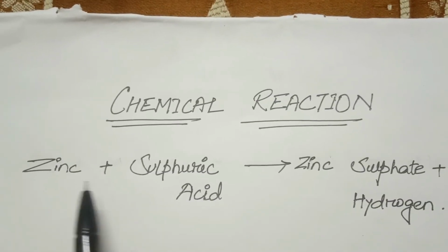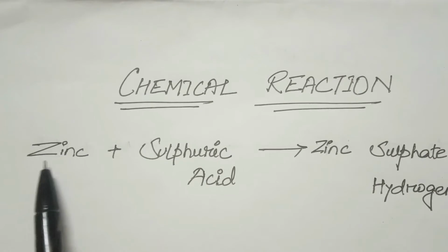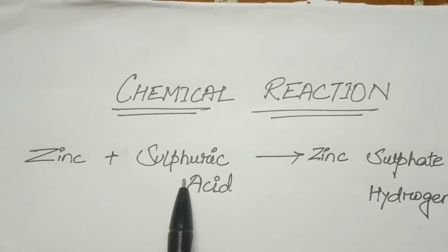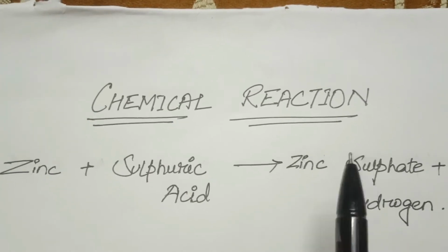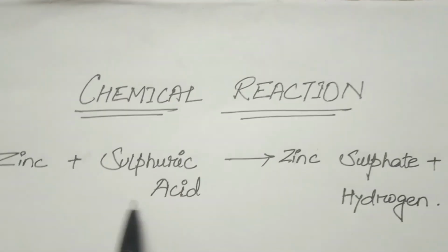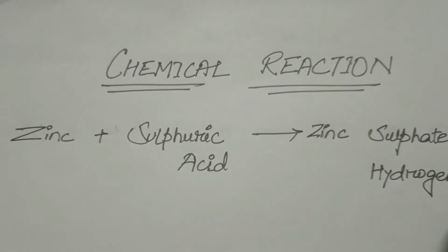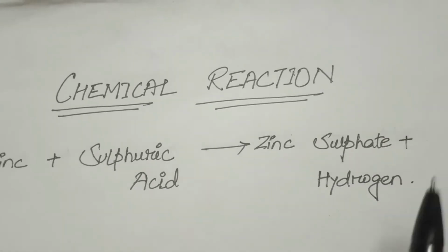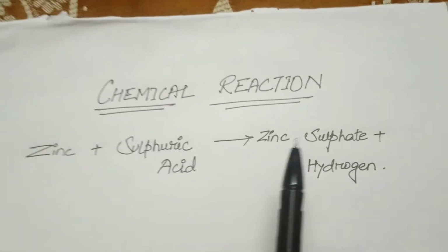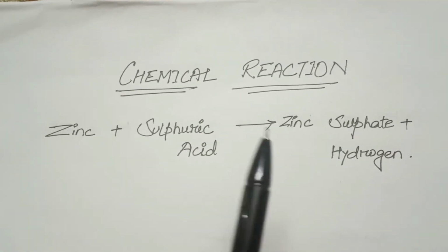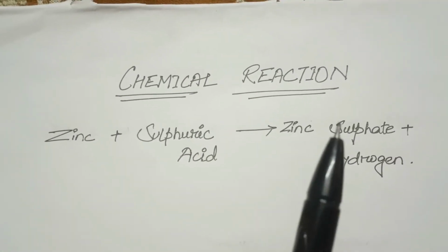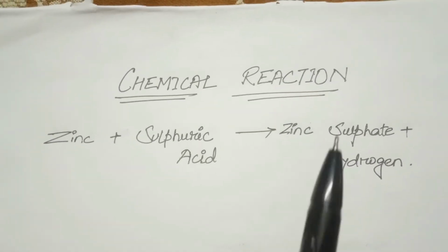Now here you can see that we have written zinc in the form of Zinc. Here we have written sulfuric acid in words, zinc sulfate, which is a salt which we get from the reacting zinc and sulfuric acid, and hydrogen. Now this is a basic way of writing or showing a chemical reaction. Now we will see how to write a chemical equation from this reaction.